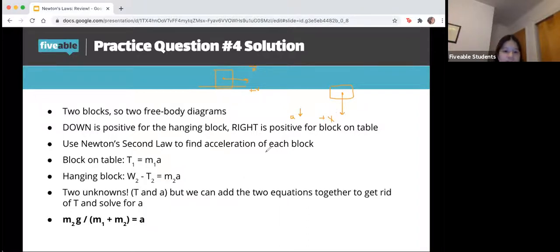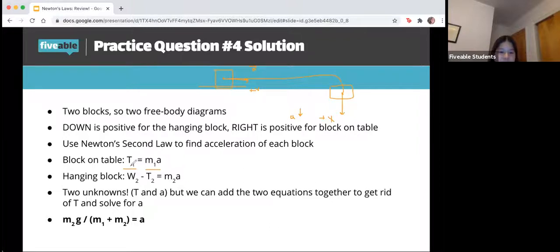Right, and then Newton's second law. This is where Newton's second law comes into play. We want to find the acceleration of each block. So the block on the table, let's do that one first. This is where the rope was. On the table, we balance forces in the y, so we're working with only one direction. There's no friction, it said frictionless, thank goodness. So that means T1 is the only force in the x direction, and it's going to be equal to m1 a.